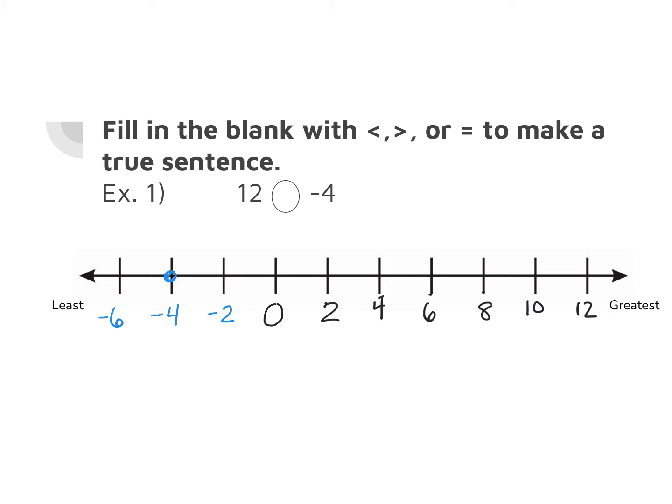So I have a -4. I'm going to put a point there. And then I have a positive 12, which is right here. So 12 is greatest, right? And the -4 is least. So we're starting with the 12. Since we're starting with 12 here, 12 is greater than -4. So it opens to the bigger number and it points to the smaller number.